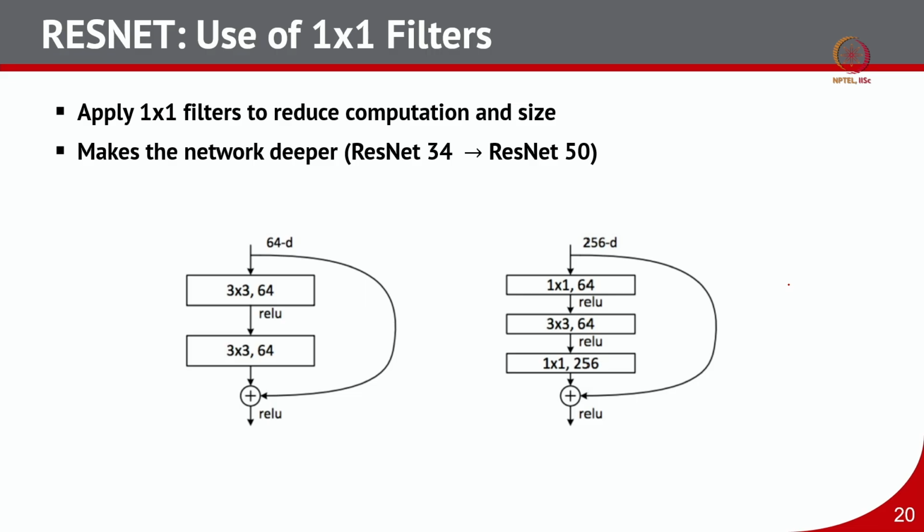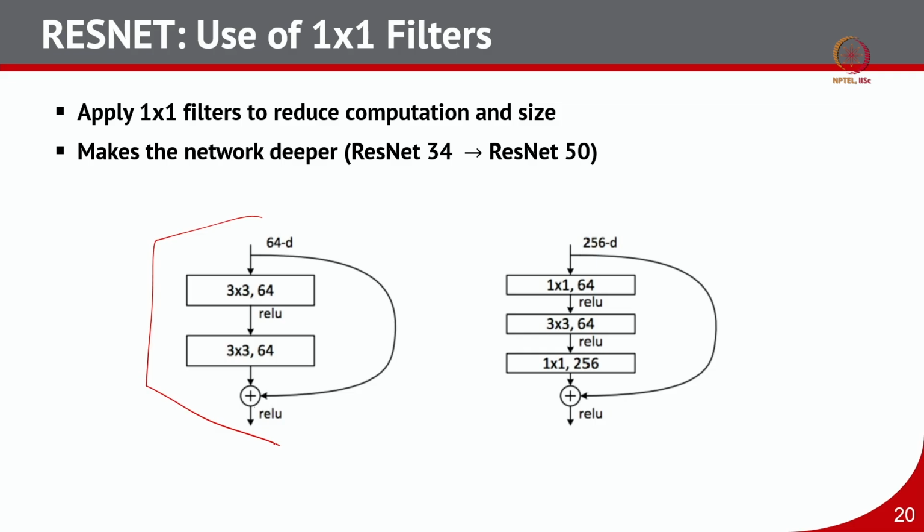Now ResNet also uses a 1 by 1 filter. When we discussed the Inception, we saw that a 1 by 1 filter is used before a large convolutional layer, right. So in ResNet also, the 1 by 1 filter is used to reduce the computation and size. So that makes the network deeper. So let us say this is the structure of the residual block for ResNet 34.